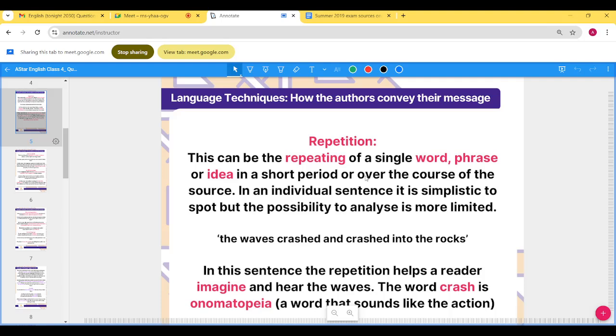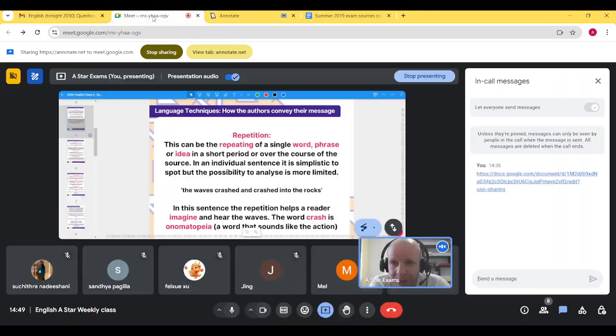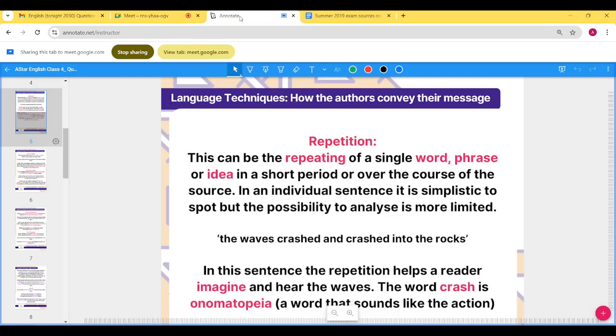Now, in an individual sentence, it can be simpler to spot, but maybe a little more difficult to analyze. There's less you can say about it. However, when it comes to a text as a whole, you may have a repetition of a phrase multiple times within a text. It could even be a couple of times and you could still point it out, but you could have an idea that is gone back to more than once.